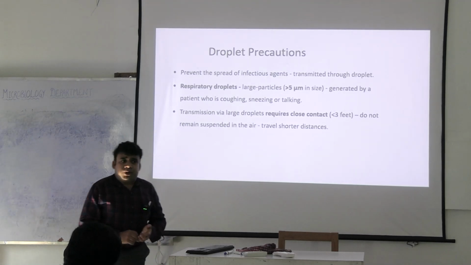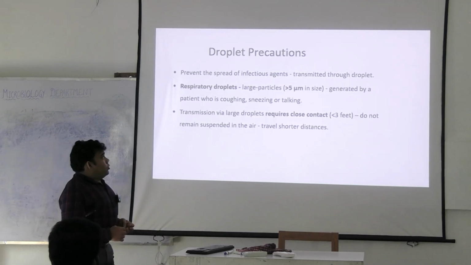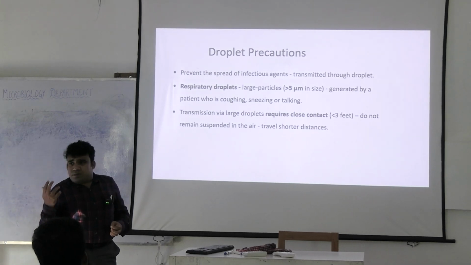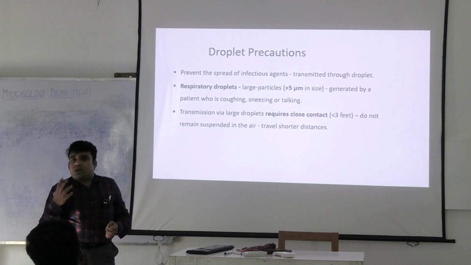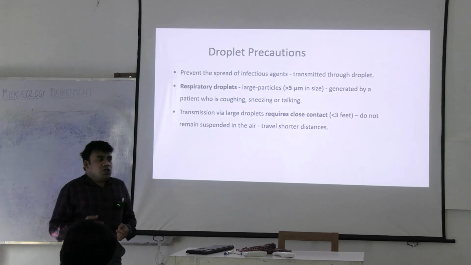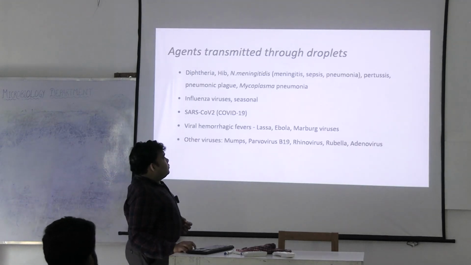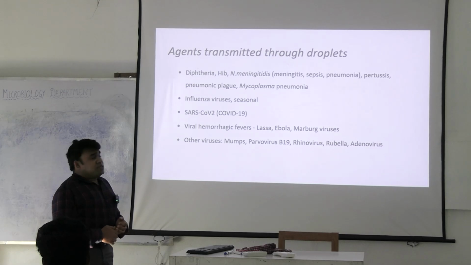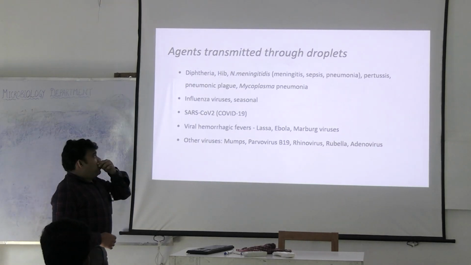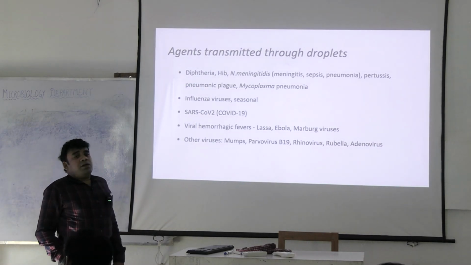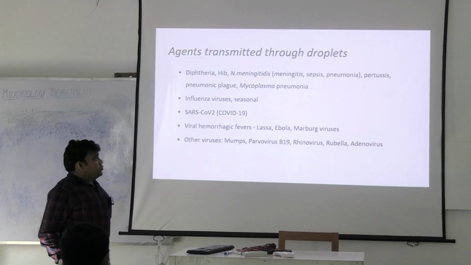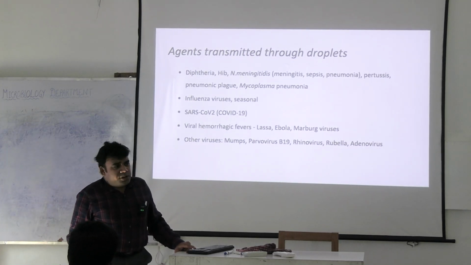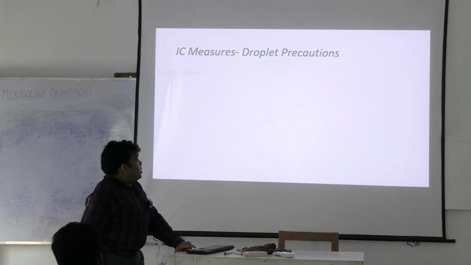Next comes the droplet precaution. Droplet precaution is, I have already told you, perhaps the best method is to put a surgical mask on the patient, so that if he or she coughs or talks, it will not spread in the air. The common agents transmitted by droplet infection would include diphtheria, Neisseria meningitidis, Haemophilus influenzae, etc. এটাও জিজ্ঞেস করা হতে পারে.